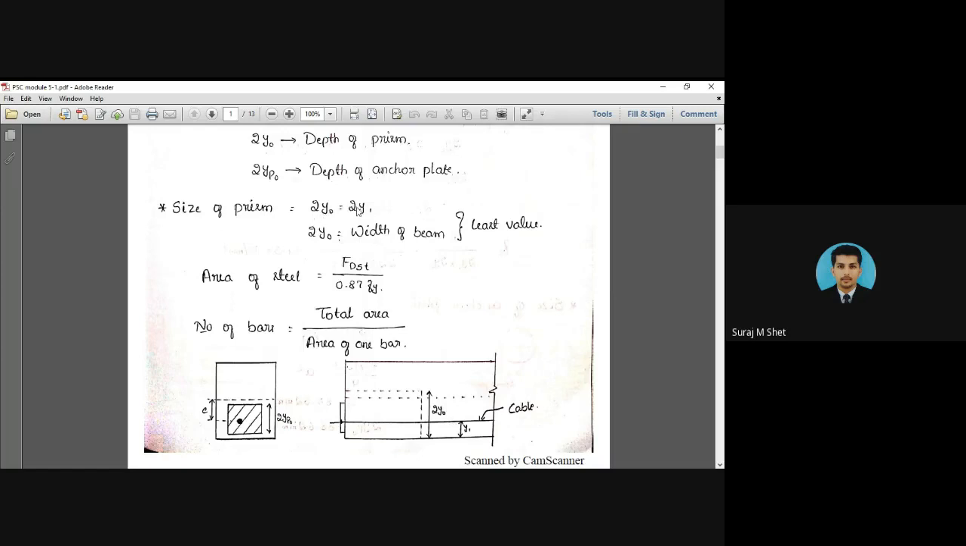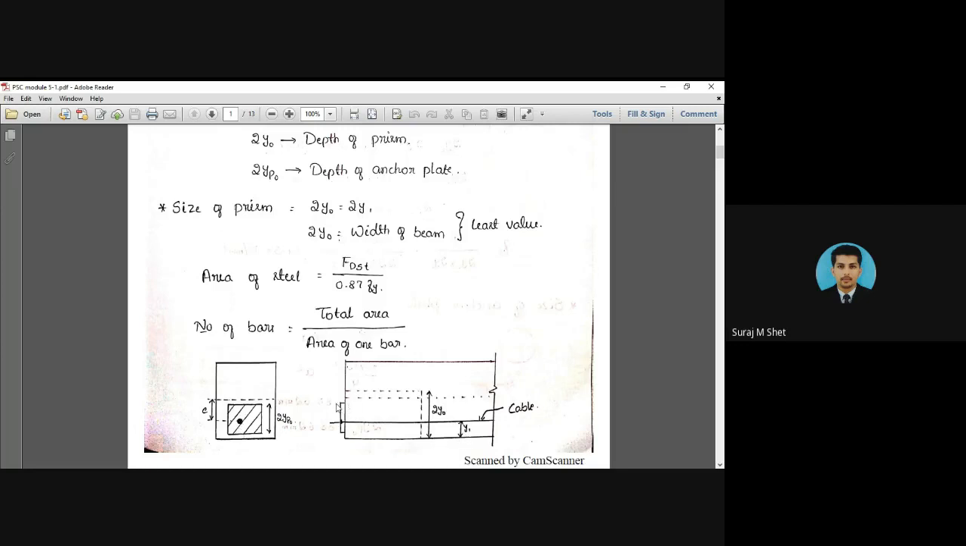If it is greater than or equal to the width of the beam, you have to check. 2 into y naught, again you have to check the width of the beam. So what is the width? See, this is the width of the beam. You have to compare this width of the beam and 2 times of y naught, and consider the least value. Based on the least value, we consider the size of the prism. So the size of the prism can be calculated by using two criteria. The first one is 2 times of y1. What is y1? Suppose the plate is there, and the center of this plate below the portion is called y1. You can see here.